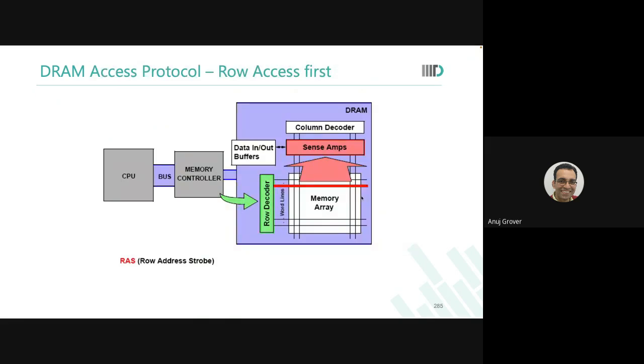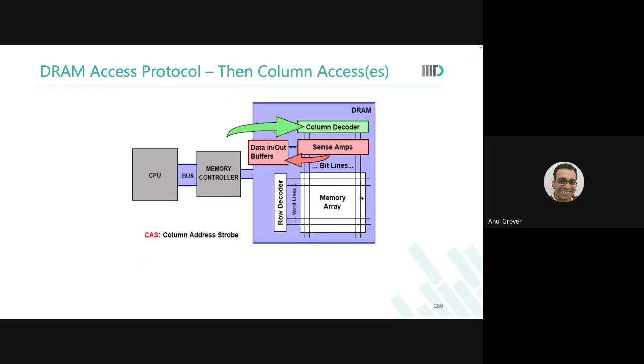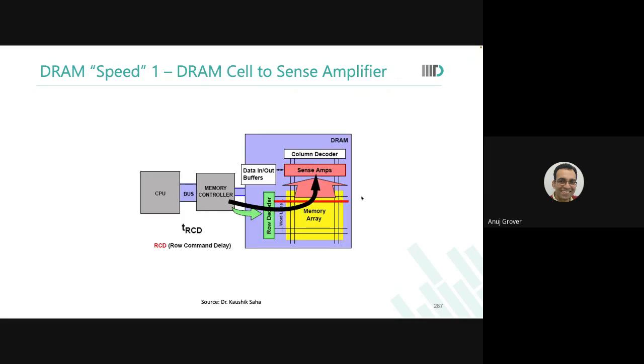This is the same thing that we have to do: row access first and then the column access. When you do the column access, the output of the sense amplifier is put onto the data output buffers and that is then sent to the main chip there. So now we see what constitutes different kinds of delays.